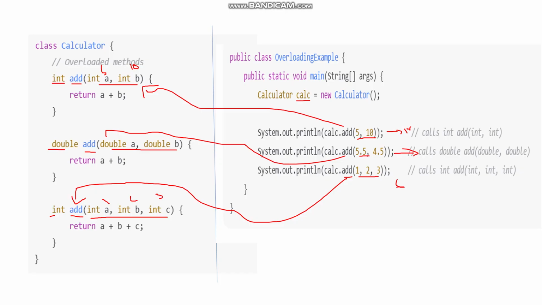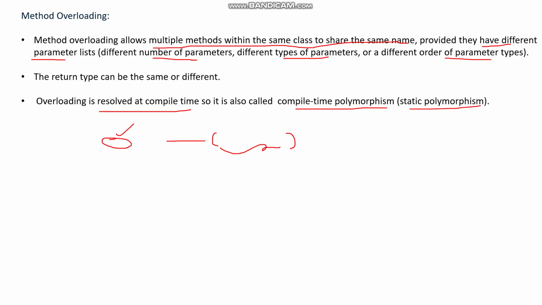values. Here two values, but these are double values, so it will go to the double version. Here we have three values, so it will go to the three-parameter version. This concept is called method overloading.